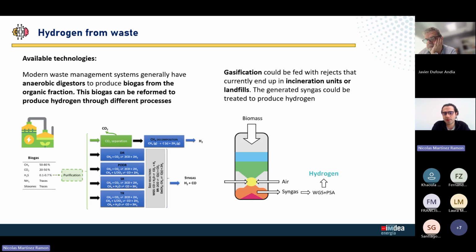So in this section of the waste management system, what we propose is to install a gasification unit that, instead of producing electricity like an incineration would, can produce syngas, which is a much more versatile product that can be turned into hydrogen with the proper treatment, which is usually a water gas shift unit to increase the hydrogen content, and then a pressure swing adsorption to purify this hydrogen.